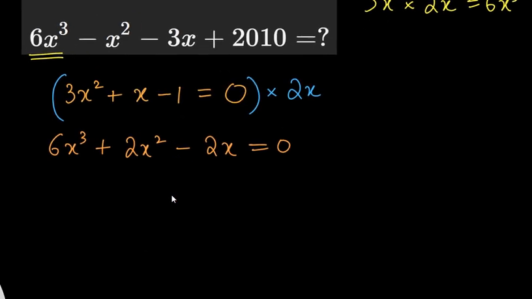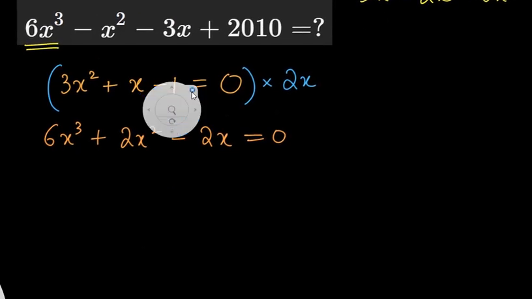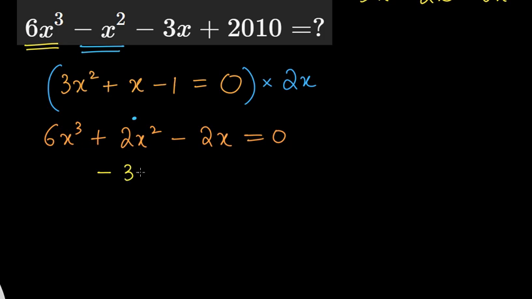This doesn't quite look like the expression, only the first term looks similar. Here if you notice, the second term is minus x square, but here it is 2x square. So how do we convert this 2x square into minus x square? Think about it. Yes, you thought it correctly. So we have to subtract 3x square, because 2 minus 3 is nothing but minus 1, right?